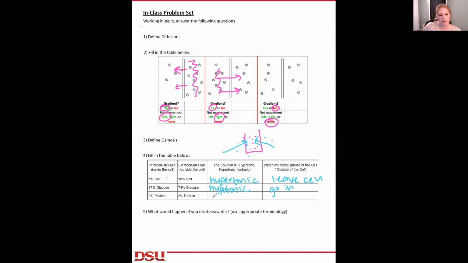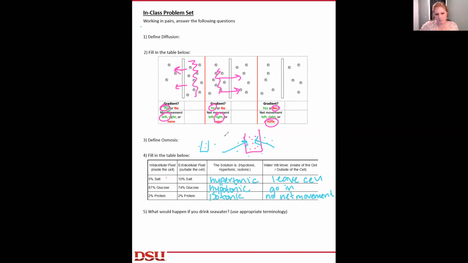Okay, so this where you have 2% inside and 2% outside, 1, 2, 1, 2. This is an isotonic solution. And there's no movement or no net movement. Net movement just means that stuff is still going to come and go, right? Some's going to come in, some's going to go out, but the amount that's inside and the amount that's outside stays the same.